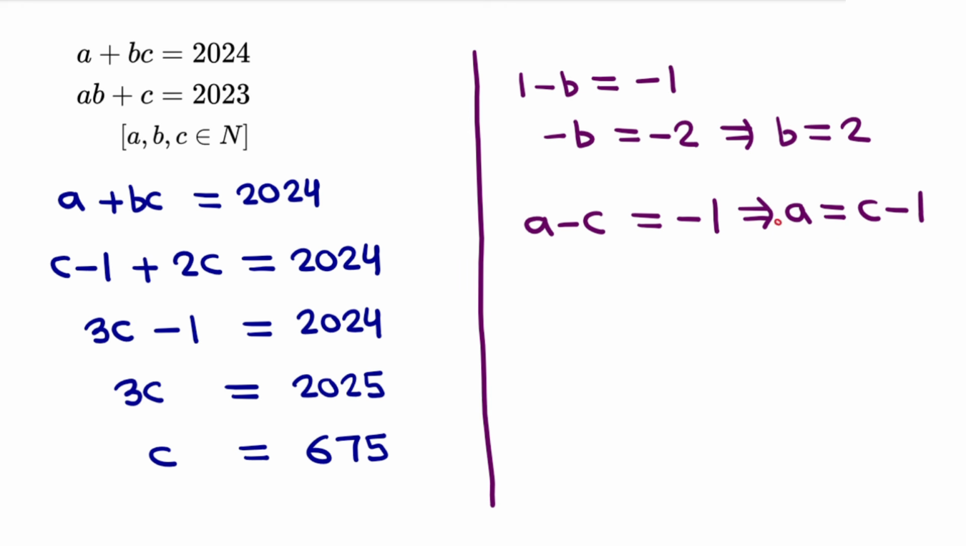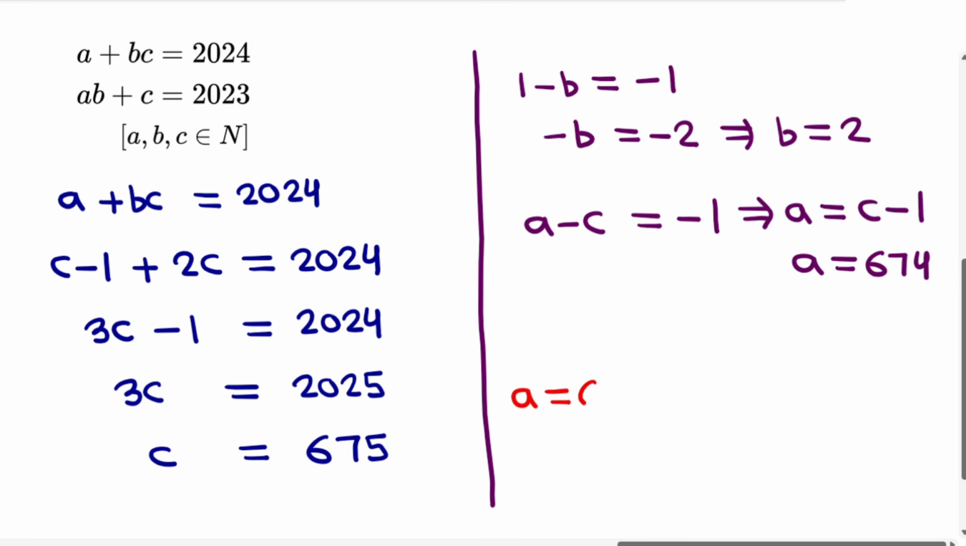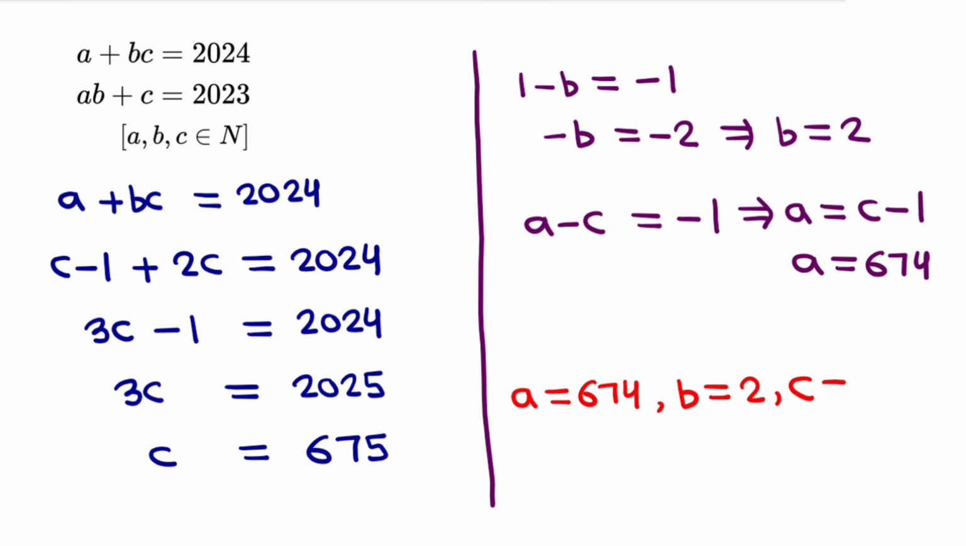Remember, A = C - 1. So, A = 674. So the final answers are A = 674, B = 2, C = 675.